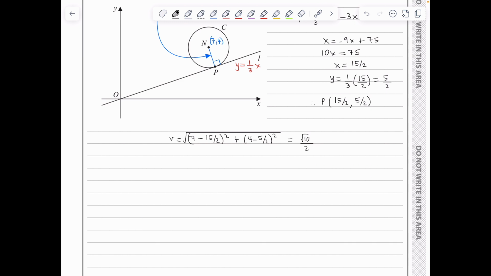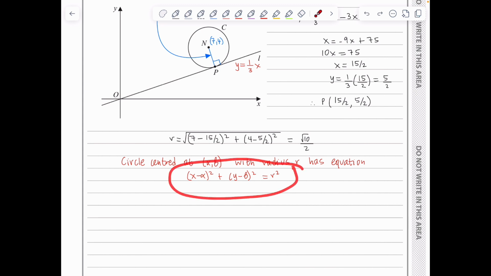And using the fact that the circle centered at the point alpha beta with the radius r has equation x minus alpha squared plus y minus beta squared is r squared, we can say that x minus 7 squared plus y minus 4 squared is equal to root 10 over 2 squared, which simplifies to 5 over 2.